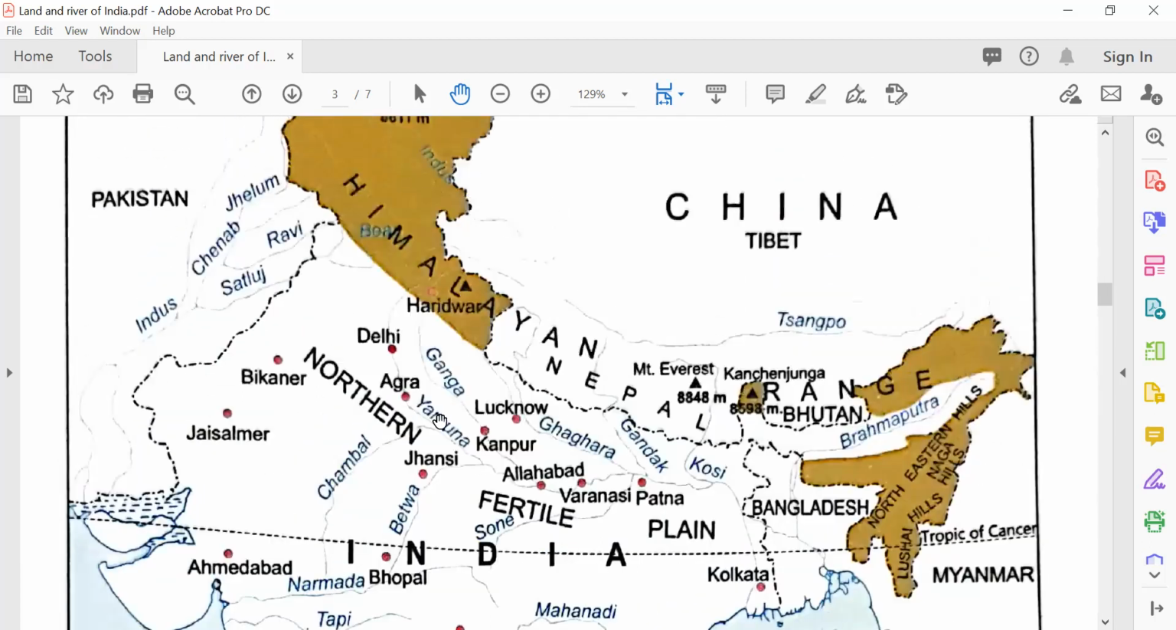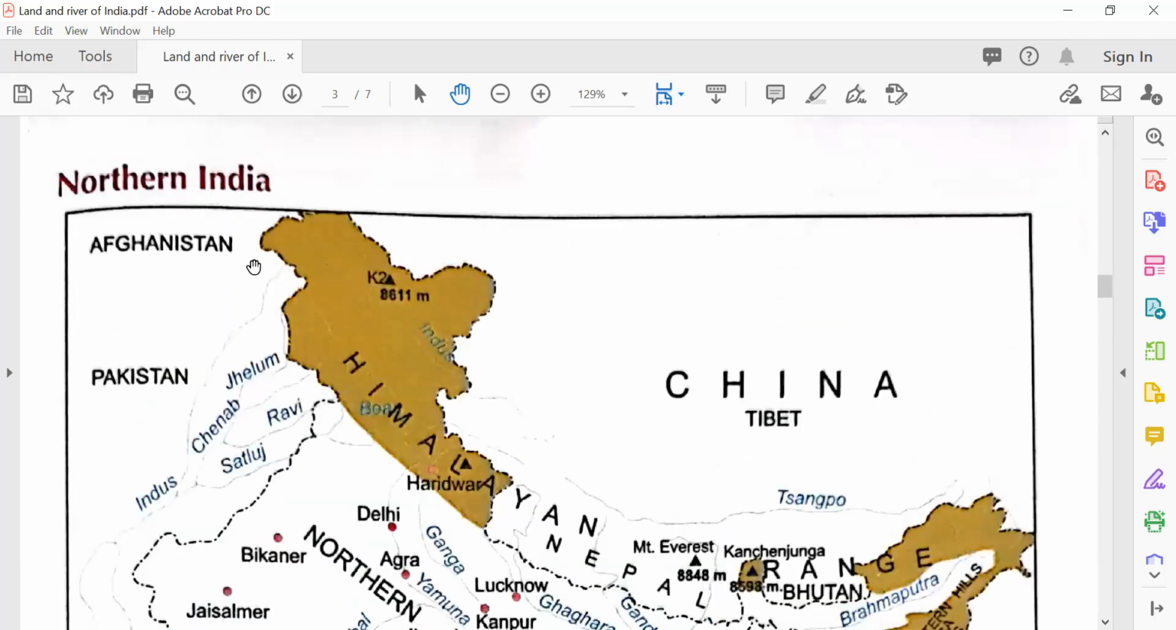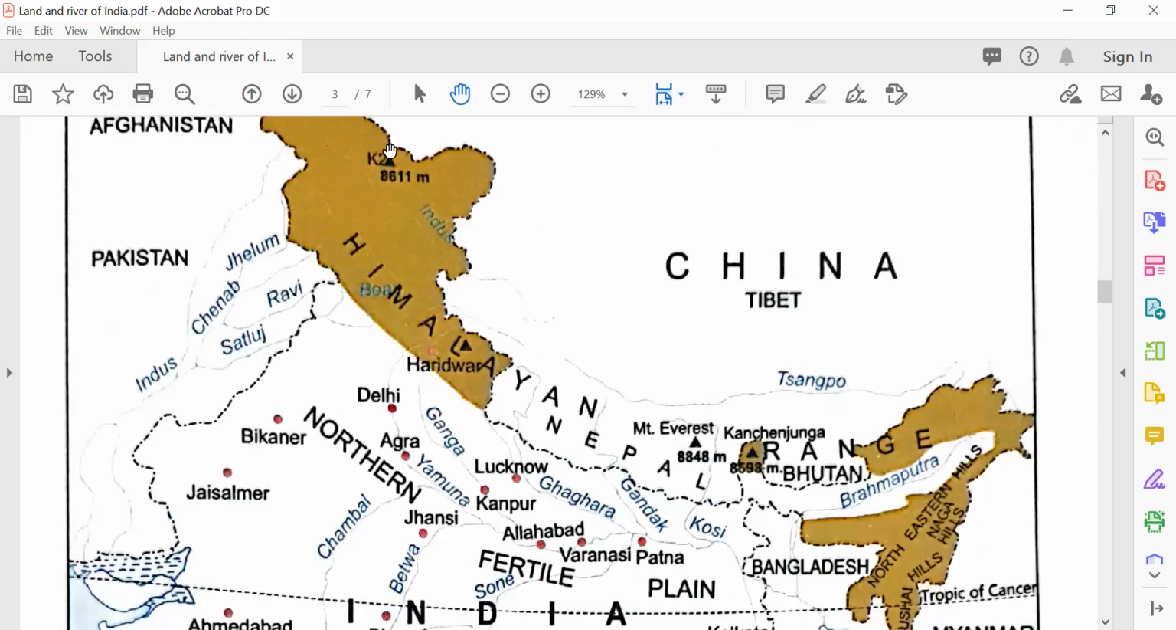So in the northern area of northern India, what best things do you have? You have mountains and you have rivers. So which are the famous mountains? You have the Himalaya, you have the K2 range. Okay, that's amazing. If someone asks you where is K2, then you will draw it here. K2 is here and Himalaya is here.